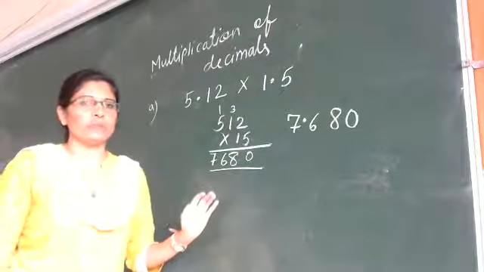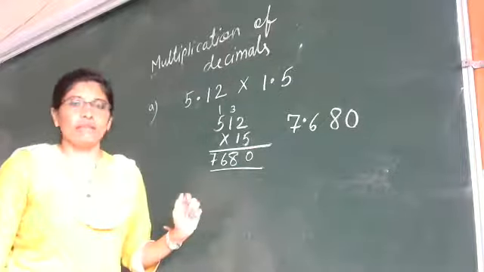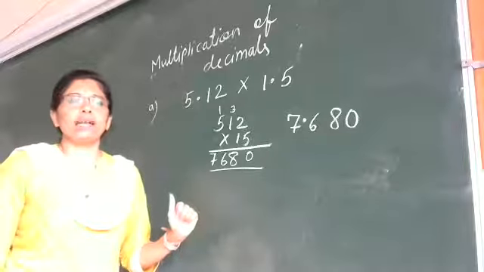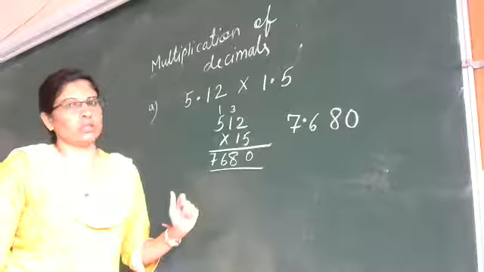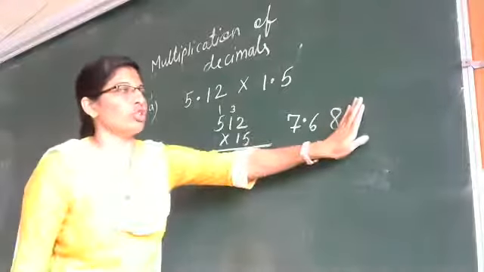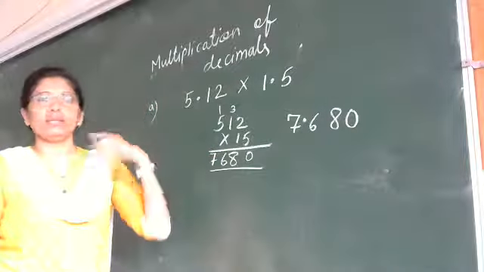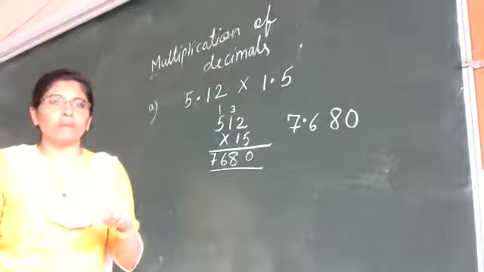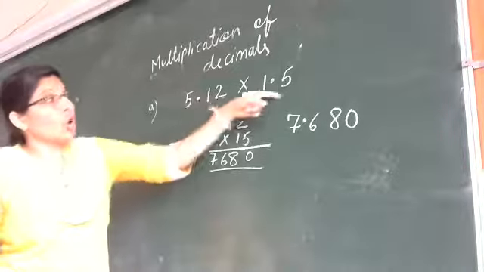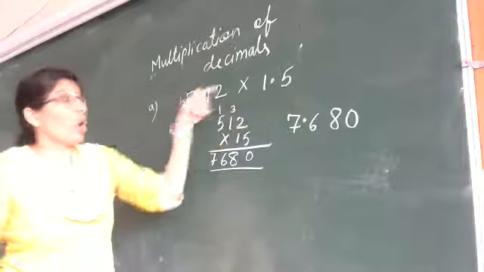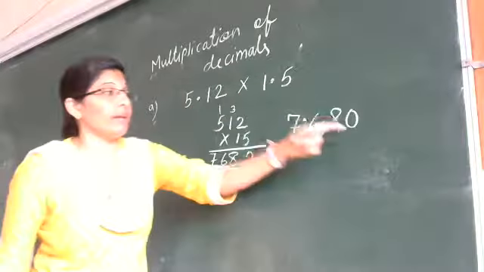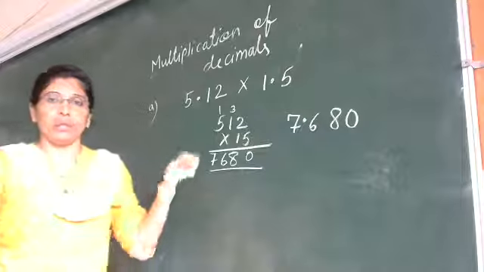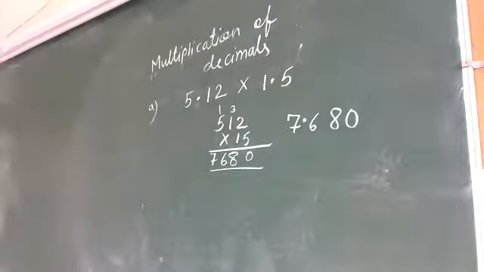Understood? Yes, 7.680. Or we can say 7.68 also, if you do not say the 0, it's okay. Understood? We have to count all three, both here, 1, 2 and this 3. Then we have to put the decimal point. Okay, we'll see another example.